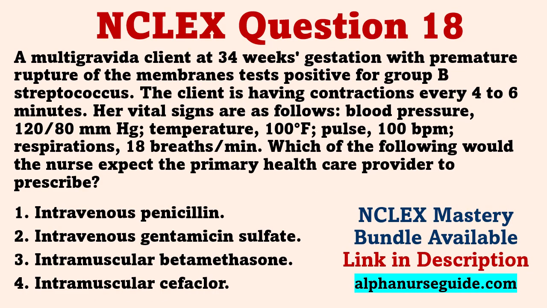A multigravida client at 34 weeks gestation with premature rupture of the membranes tests positive for group B streptococcus. The client is having contractions every 4 to 6 minutes. Her vital signs are as follows: blood pressure 120/80, temperature 100 degrees Fahrenheit, pulse 100 beats per minute, respirations 18 breaths per minute. Which of the following would the nurse expect a primary healthcare provider to prescribe?